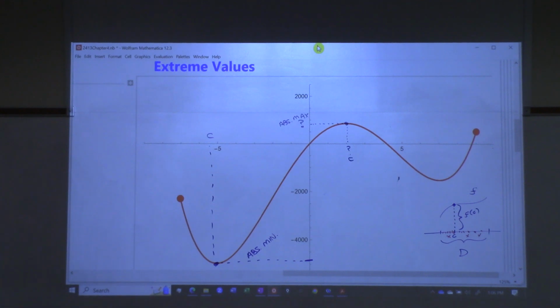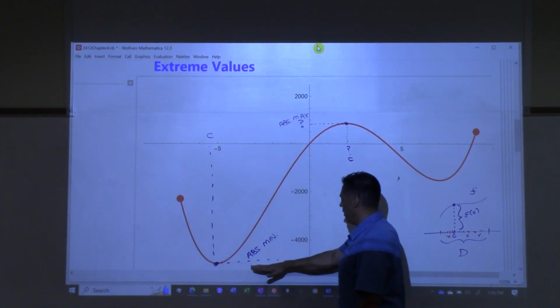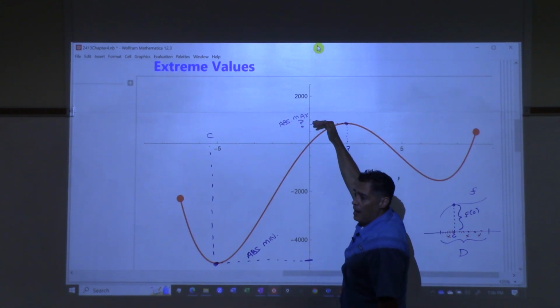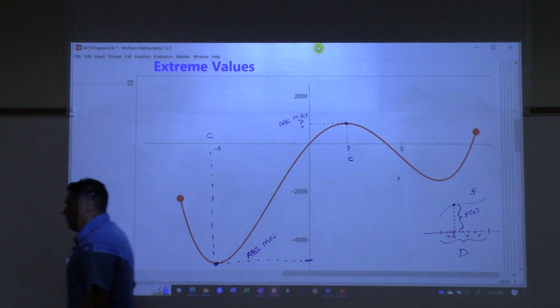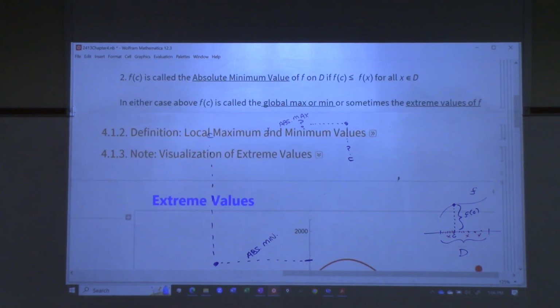Is the absolute minimum and max the Y value? It's the Y value. It's not the point, it's the Y. It's this distance from here to here, that's your absolute minimum. Whatever that Y value is, that's your absolute minimum. This Y value up here is your absolute max. Okay, good? All right, let's get back up to the definitions for another definition.